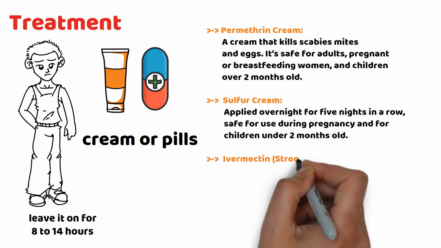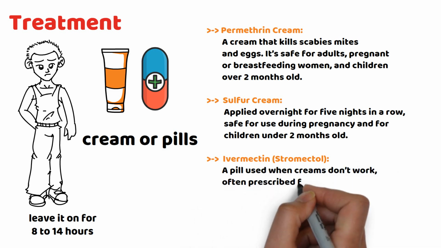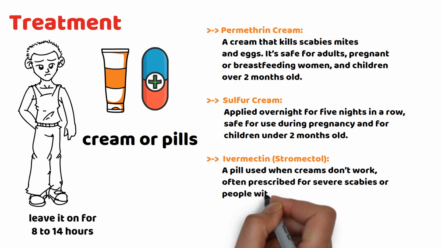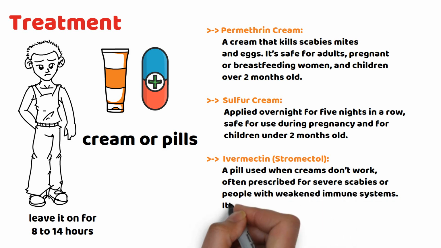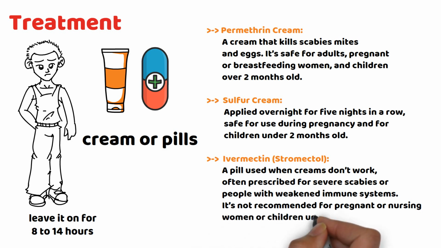Ivermectin or Stromectol is a pill that is used when cream doesn't work, often prescribed for severe scabies or people with a weakened immune system. It is not recommended for pregnant or nursing women or children under 33 pounds.